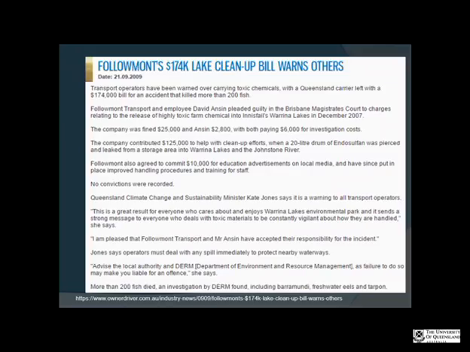This is an example of the type of media release that we saw following the conviction. It says transport operators have been warned over carrying toxic chemicals, with the Queensland carrier left with a $174,000 bill for an accident that killed more than 200 fish. Both the transport company and the employee pleaded guilty in the magistrate court.